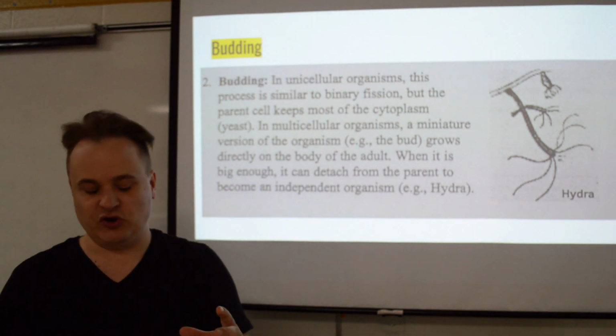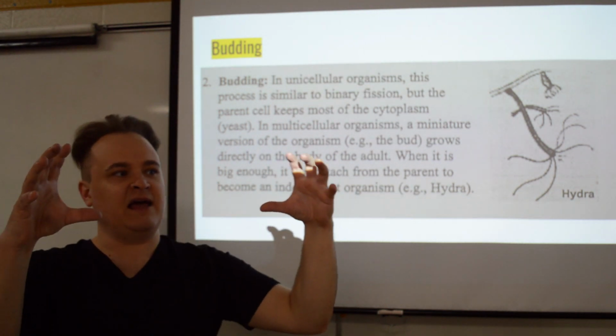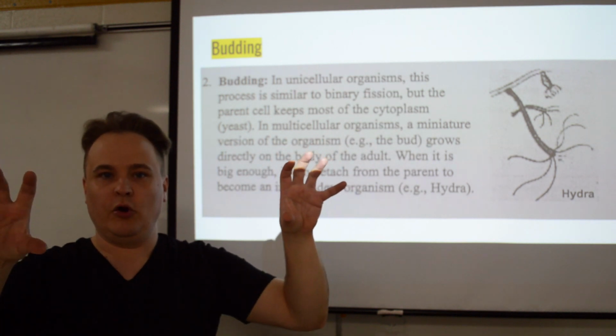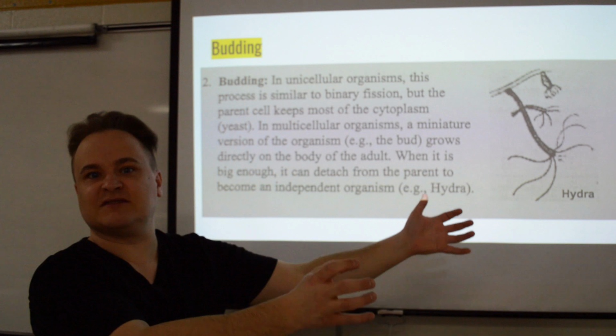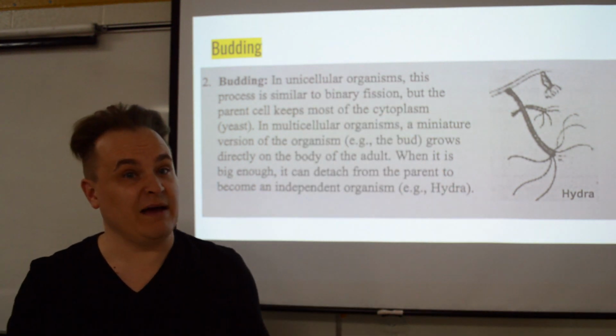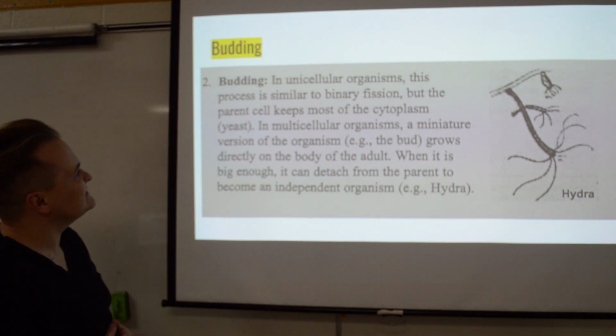Because in binary fission, normally in the one we just looked at, the cell divides and the parent breaks and they're both equal. Well, in budding, it just makes a little bud and the bud goes away and starts from scratch, but the parent still is big the whole time mostly, right? So similar to binary fission, but the parent cell keeps most of the cytoplasm.